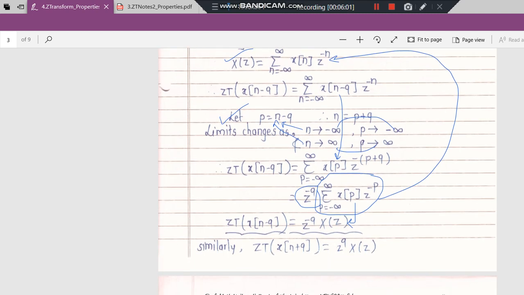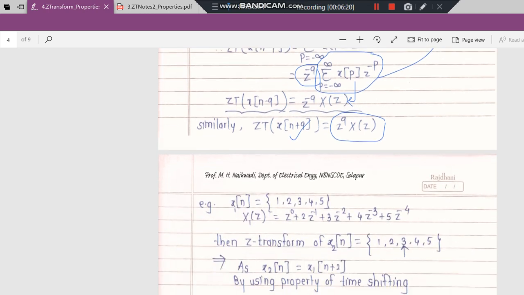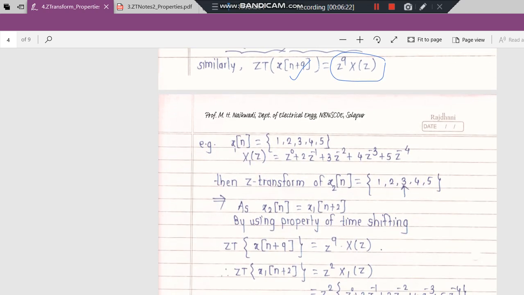Similarly, this discussion was for time delaying. If the signal is time advanced, that is n plus q, you can find a similar equation. Instead of minus you will get plus here. You can solve this similarly for z raised to n plus q also. Let us see a numerical based on this.